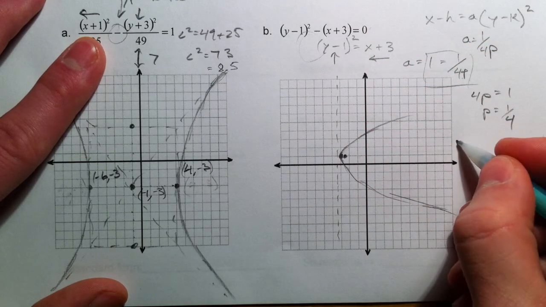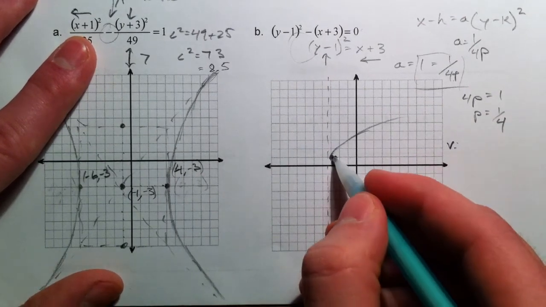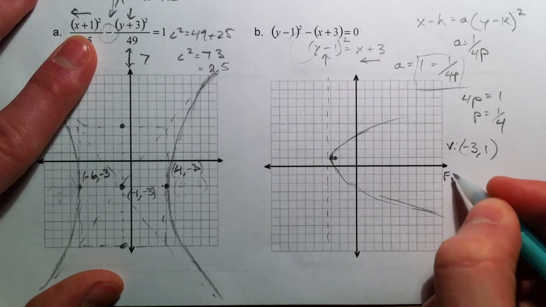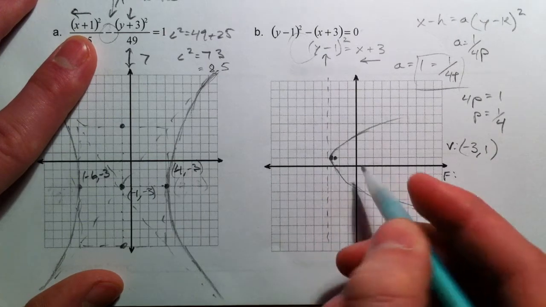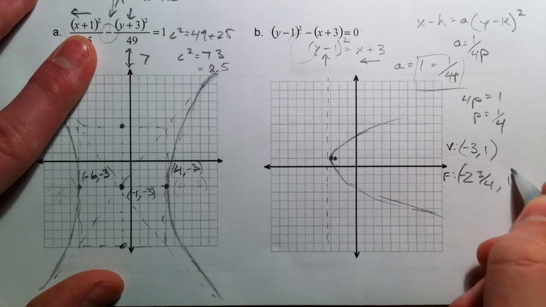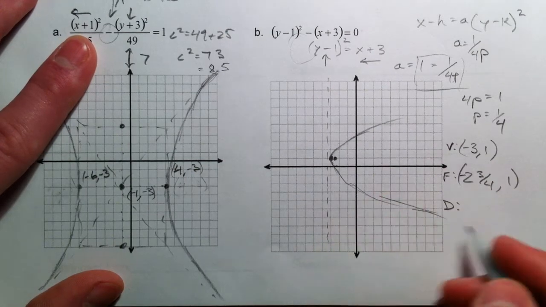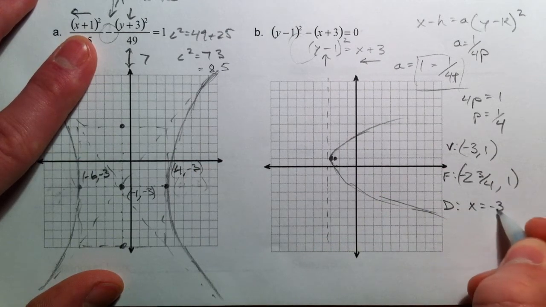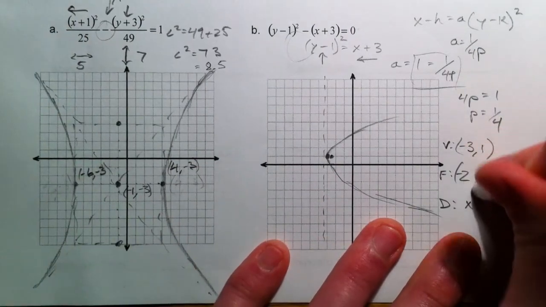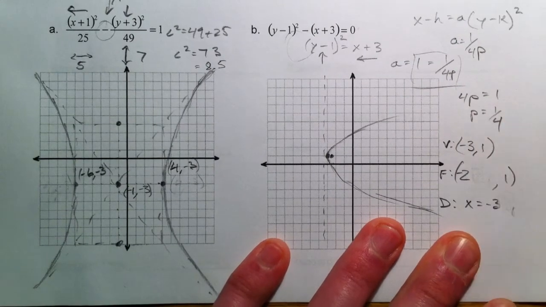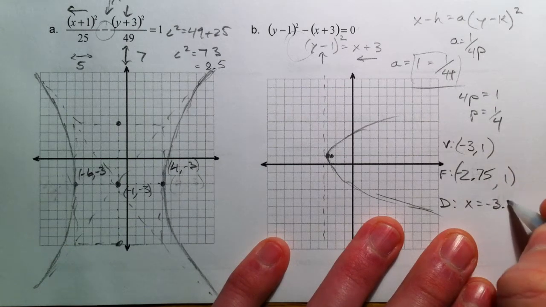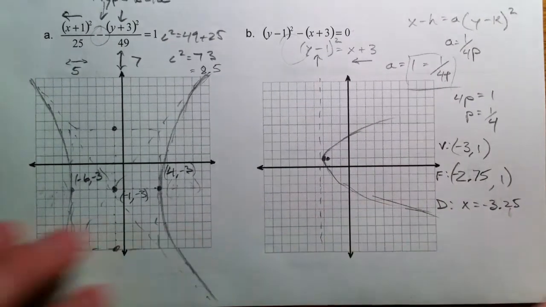And so if you have the vertex, that vertex is -3, 1. The focus is -2 3/4, if you want to use a mixed number, a little easier. Directrix x equals -3 1/4. Or you could put 0.75 and 0.75, probably more efficient. Let's do that. 0.75 and 0.25. And there we have it.